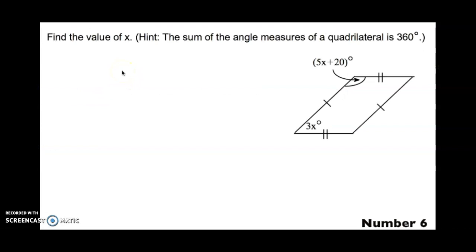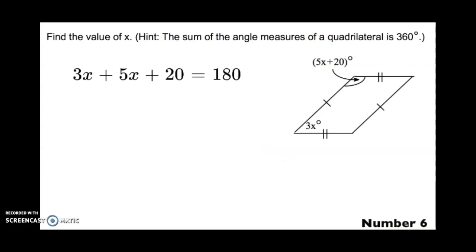So to find X, we got to look at our hint, which says the sum of the angle measures of a quadrilateral is 360 degrees. A quadrilateral is a four-sided figure, which this is. If all four angles add up to 360, then it stands to reason that half of the quadrilateral will have a degree measure of half of 360, which will be 180. That means we're going to add these two angles up and set them equal to 180 because the sum of these two angles would be 180.